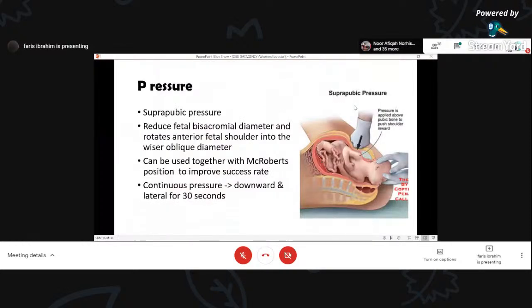Alright. So when you apply the pressure, you are actually applying it on top of the anterior shoulder of the fetus. The idea is that when you apply pressure, the shoulder will be adducted, meaning it will move smaller towards the chest. So the anterior to posterior shoulder diameter will be lessened and it can pass through.